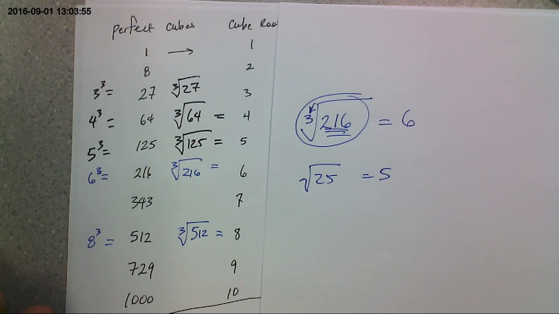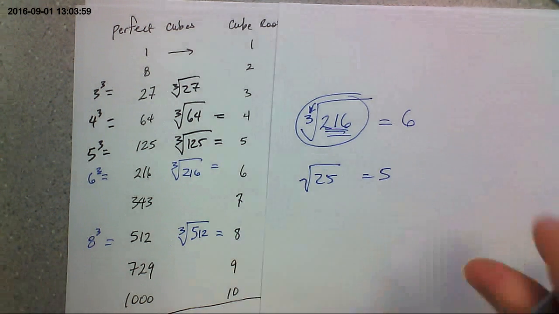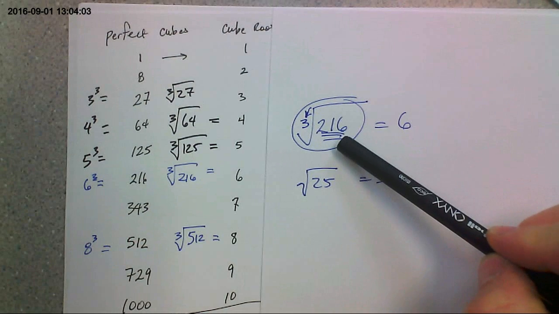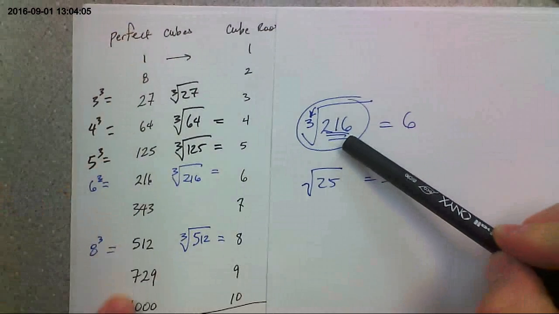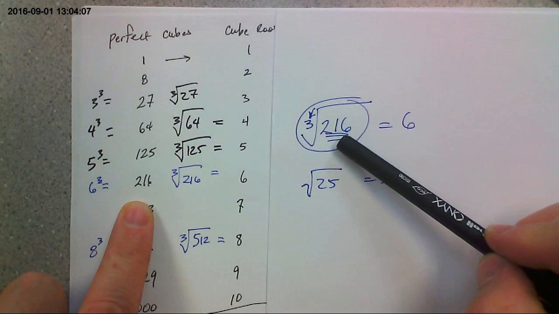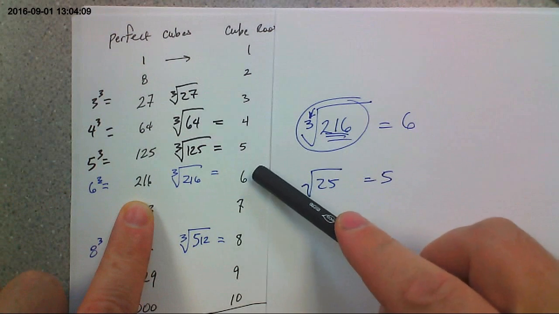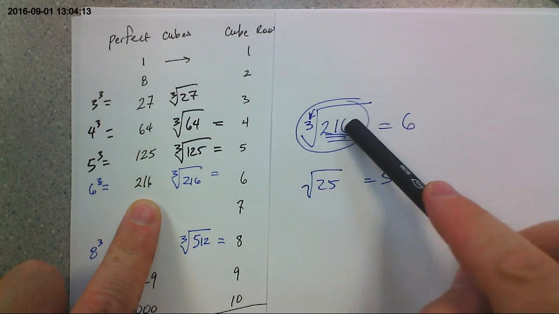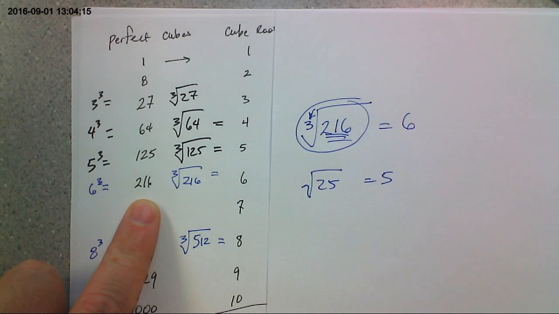Maria, does this make sense? Wait a minute. This asks what number times itself 3 times is 216. So you're going to look on your list and you're going to find 216. 6 times itself 3 times is 216. That's how the list works. So this just equals 6. That's it. See?